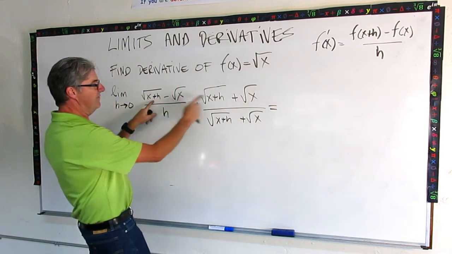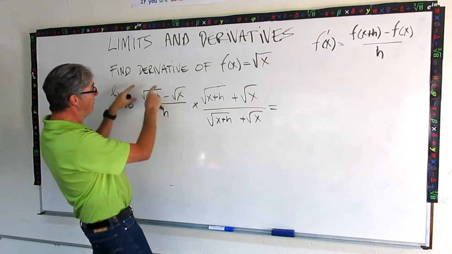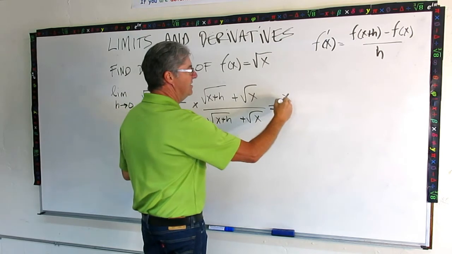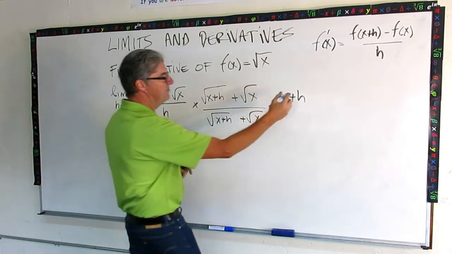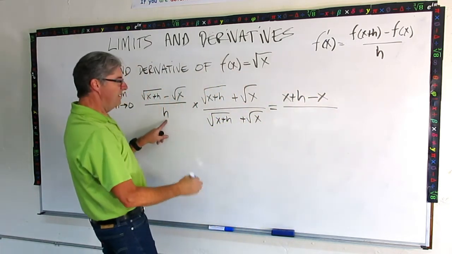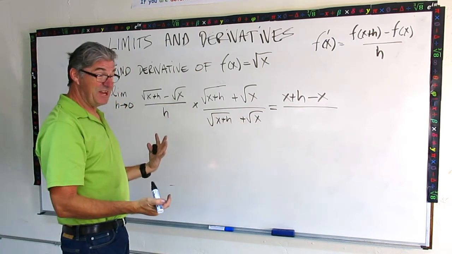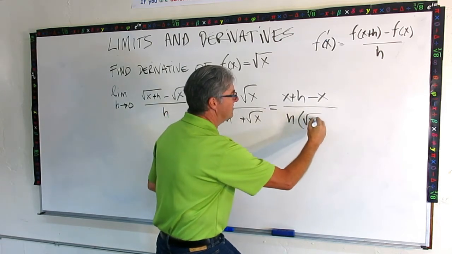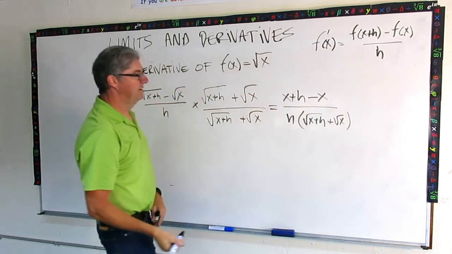So this is a difference of squares. So the result is just going to be, I'm squaring root x plus h, so that just gets rid of the root. I have x plus h on top. If I square root x, it's just x. I'm doing a subtraction, so that's the top. And my bottom, now I could distribute the h on both these terms, but really I'm going to look to cancel that h, so I'm not going to bother with that. It's just going to be h times root x plus h plus root x, like that.